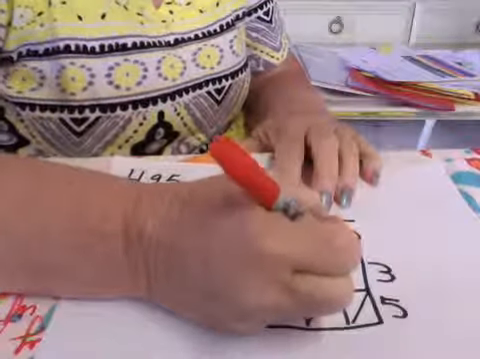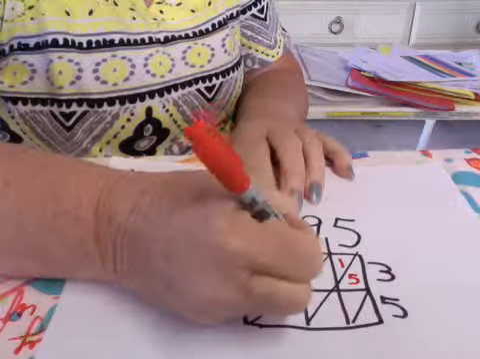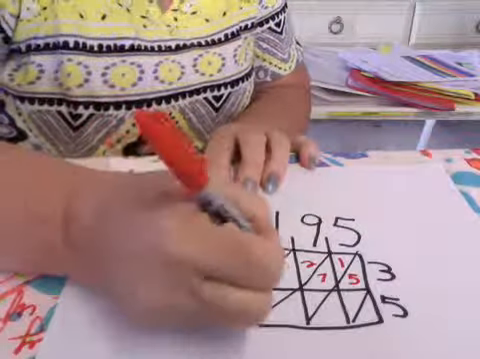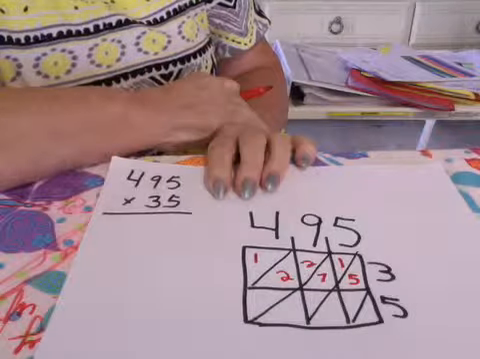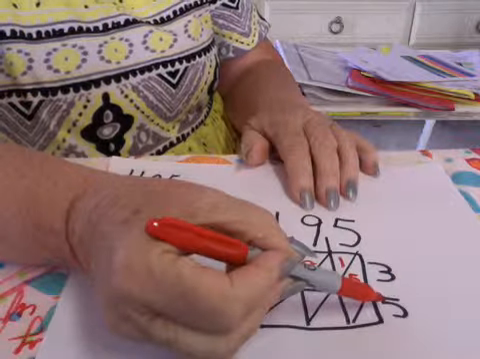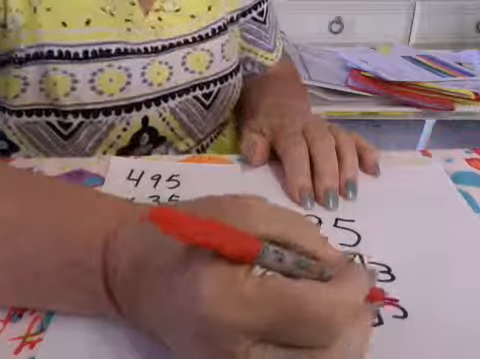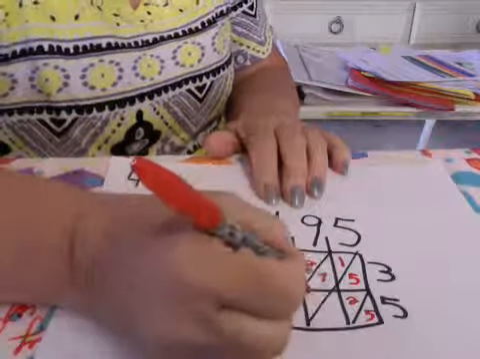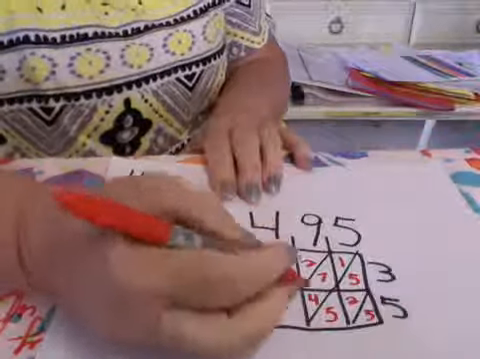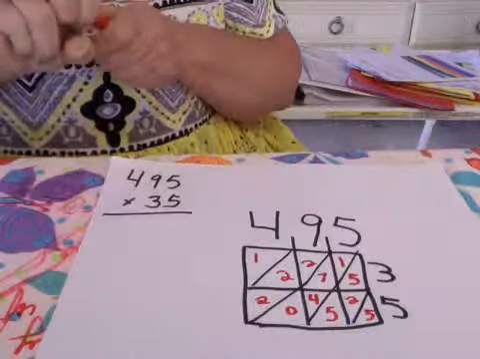So 3 times 5 is 15. 3 times 9 is 27. 3 times 4 is 12. Now let's do our second number. 5 times 5 is 25. 5 times 9 is 45, and 5 times 4 is 20. I get a little lost every time I try and do a 5 upside down.